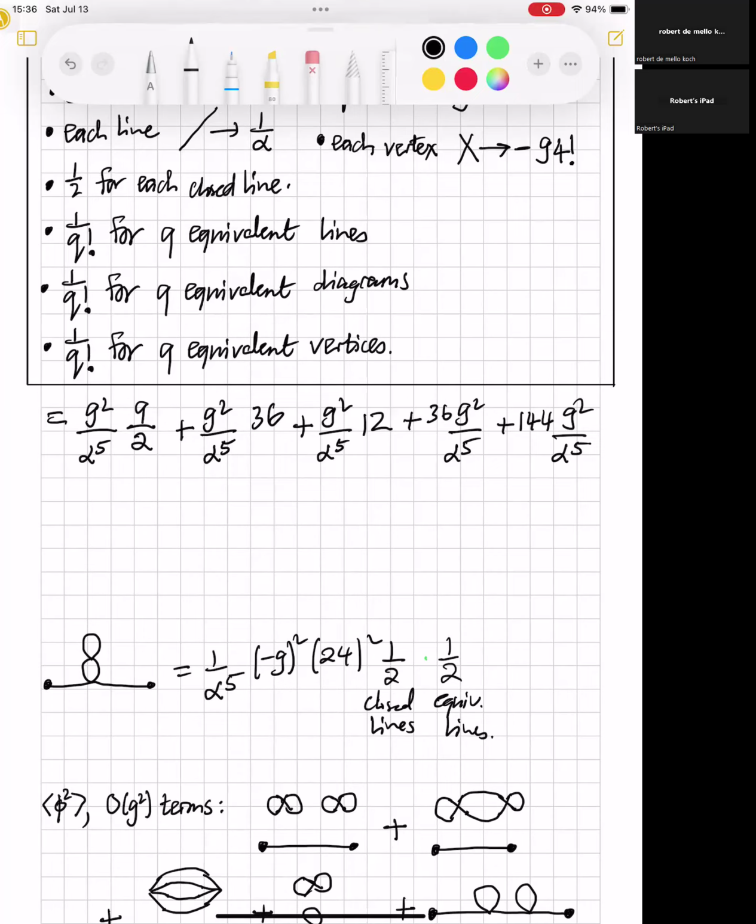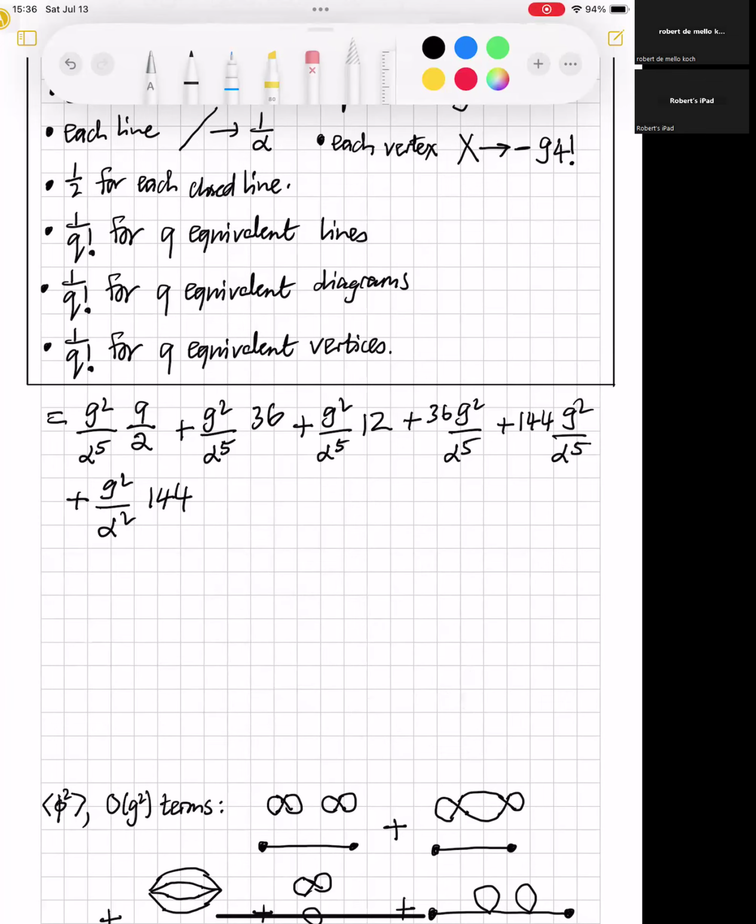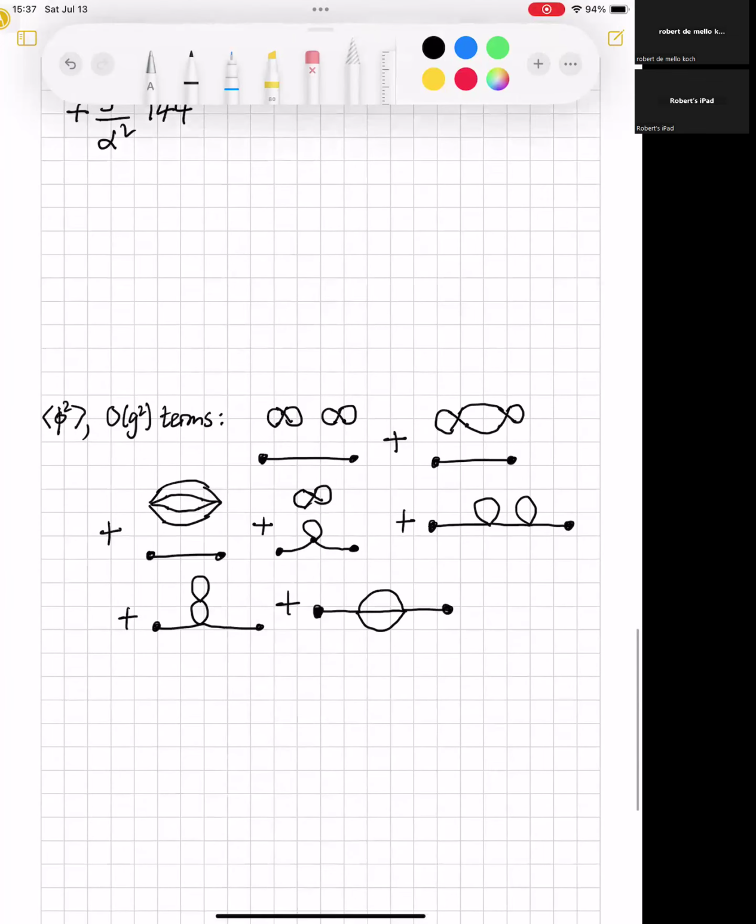So if we work out what we get from this diagram, we've got plus g squared over alpha squared. And then we've got 24 over 2, which is 12, and 12 times 12 is 144. Okay, good. And I think there's only one more diagram to go. So let's evaluate the last diagram. So the last diagram is this one.